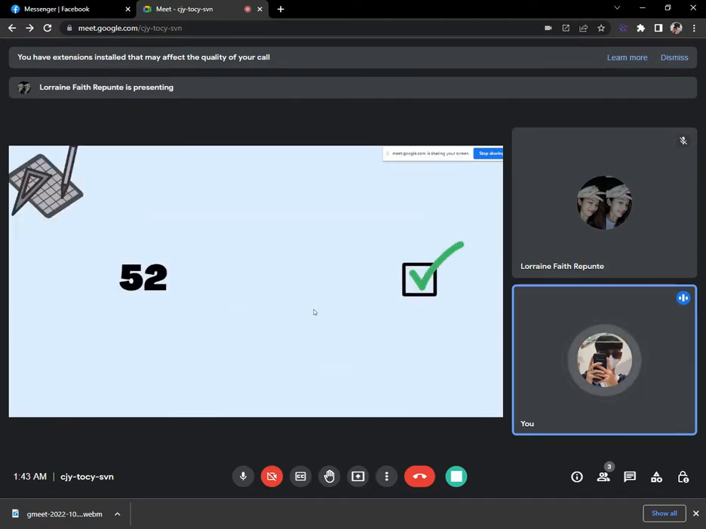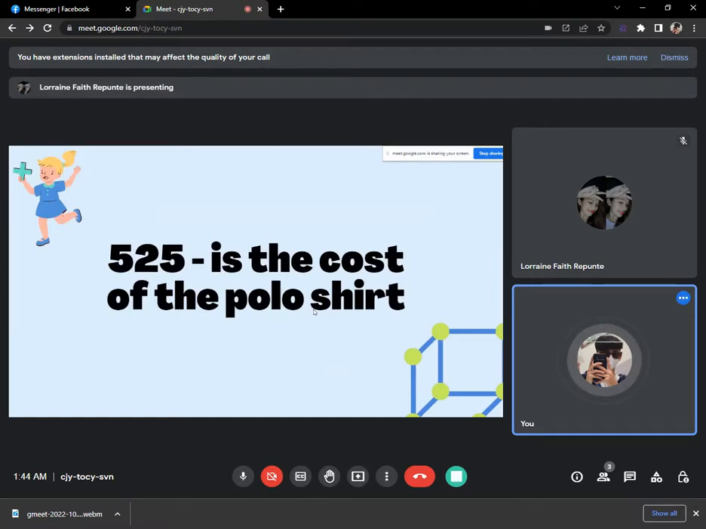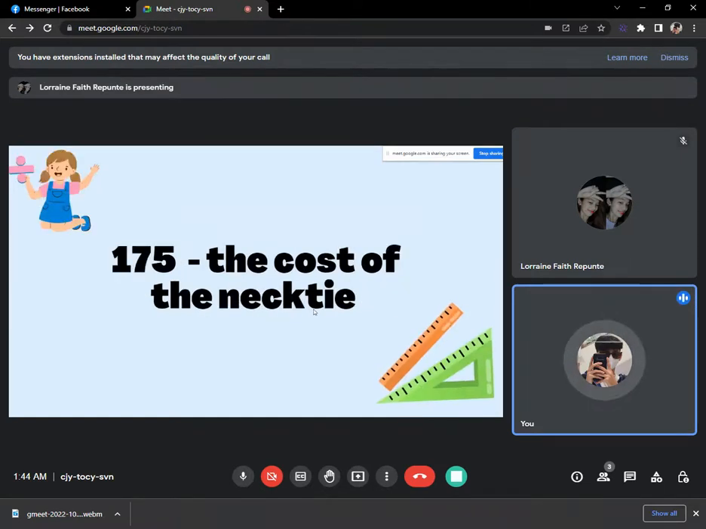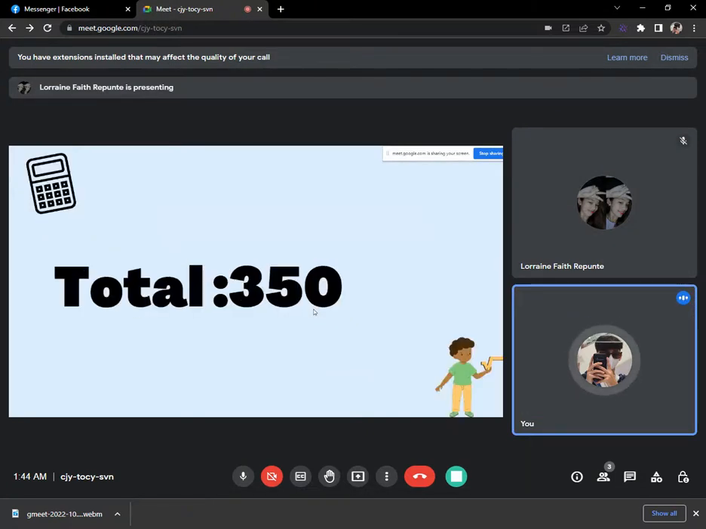And 525 minus 175 equals 350. So I conclude that my answer is really correct. 525, the cost of the polo shirt, minus 175, the cost of the necktie, the total is 350. So I come up with the correct answer using Polya's 4-step in problem solving, and also by the use of the equation strategy.